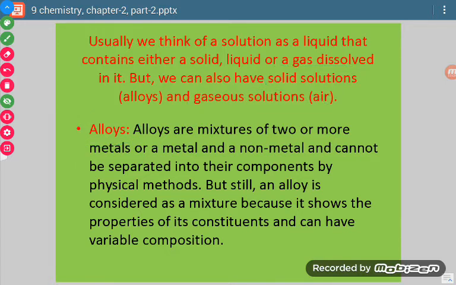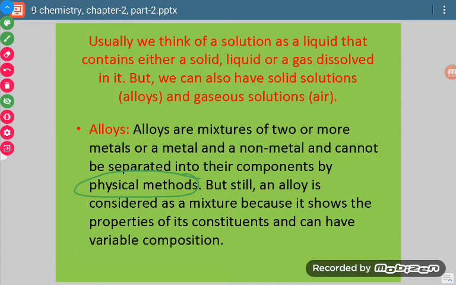Now let us talk about alloys. What are alloys? Alloys are a mixture of two or more metals. One thing is, when we mix two or more metals, there is formation of an alloy. Second is, when we mix a metal and a non-metal, then also an alloy can be formed. Now, if we have prepared an alloy, then we cannot separate its components by simple physical methods.